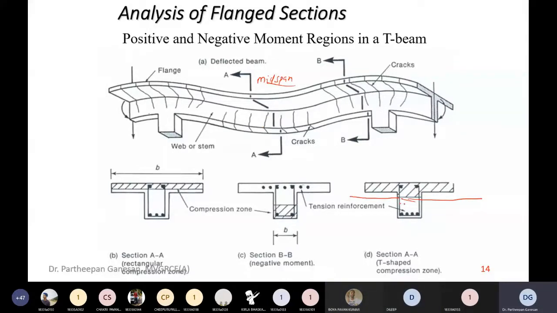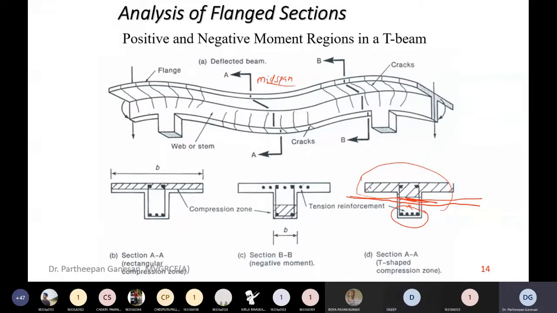Tension at the bottom means all this concrete in the bottom is removed, and only the tensile steel is there. This is the tension reinforcement. This reinforcement will take care of all the tension. But if you see the compression zone, it is a rectangular section or a T section. This is the compression zone, and it looks like a T shape if the neutral axis is here. T shape.